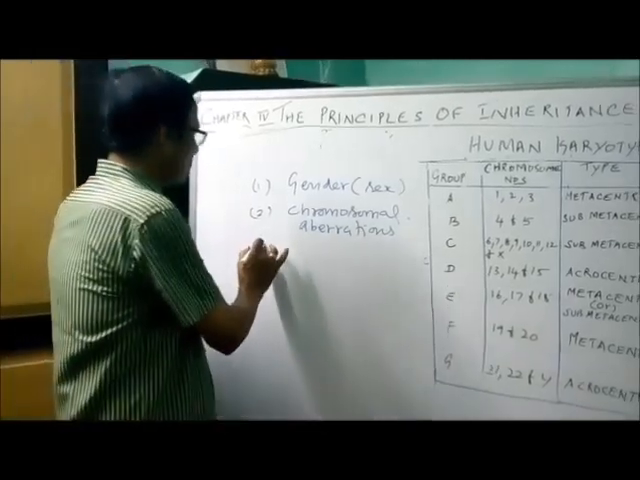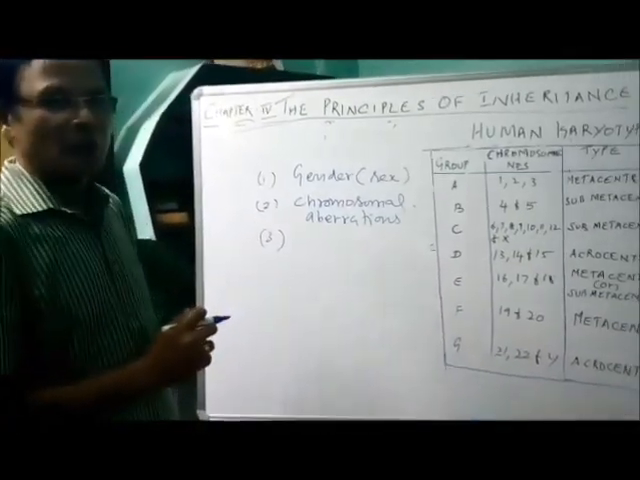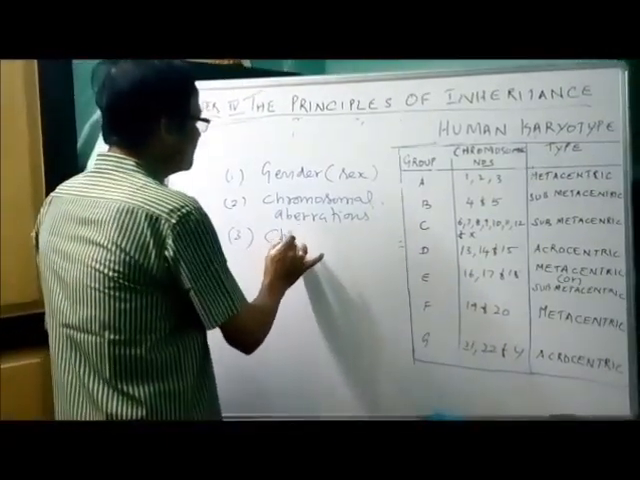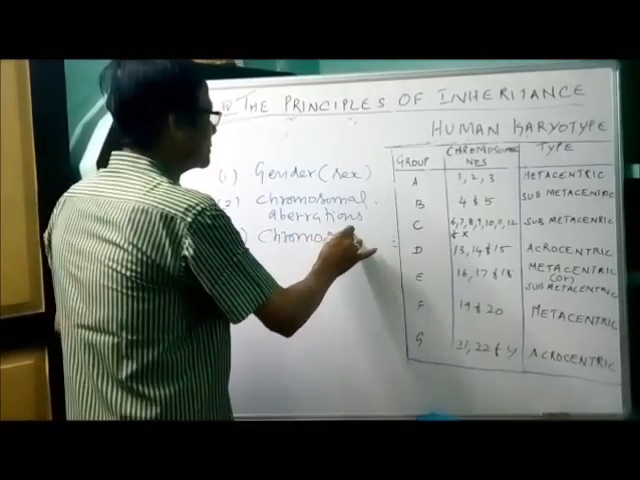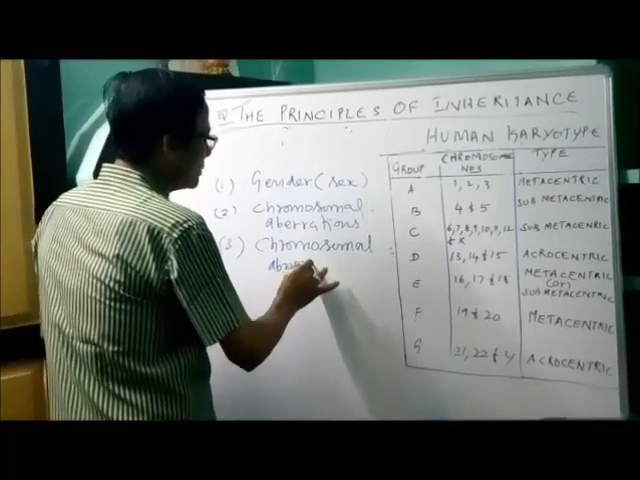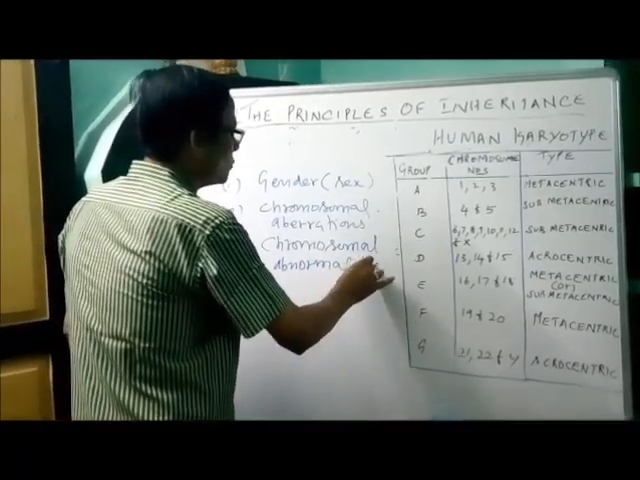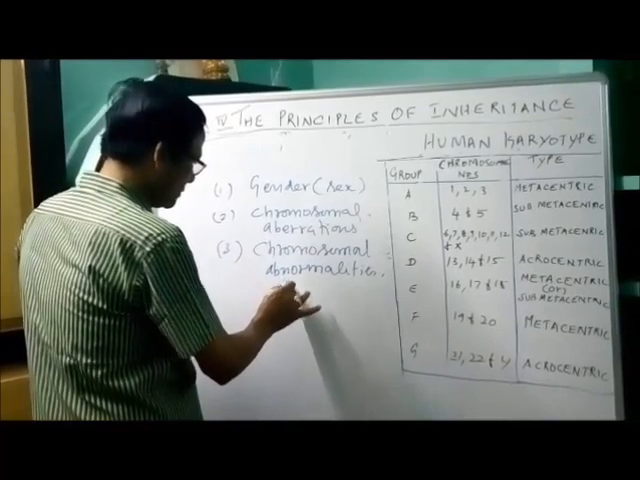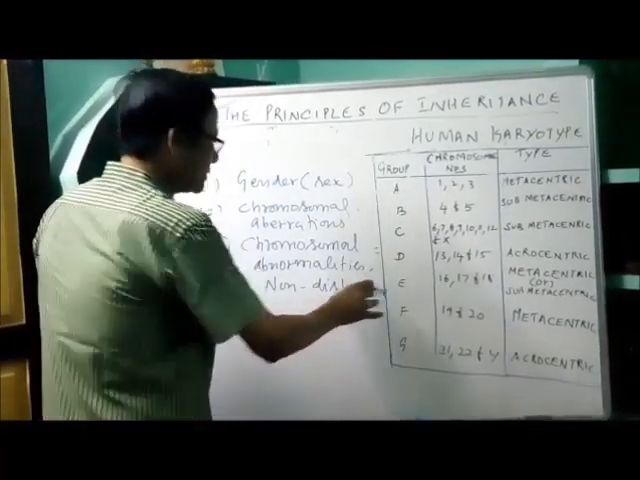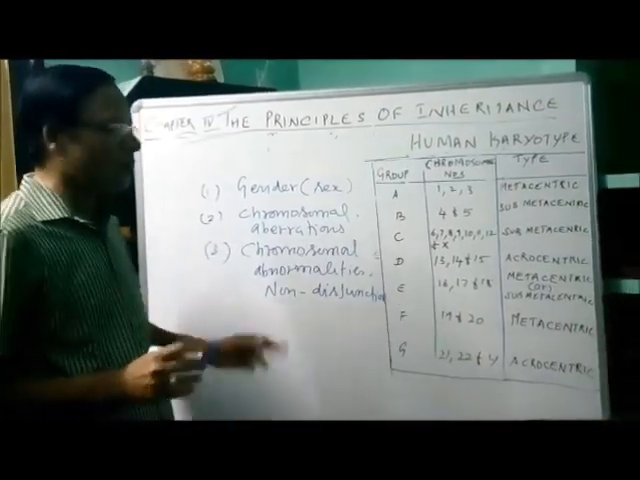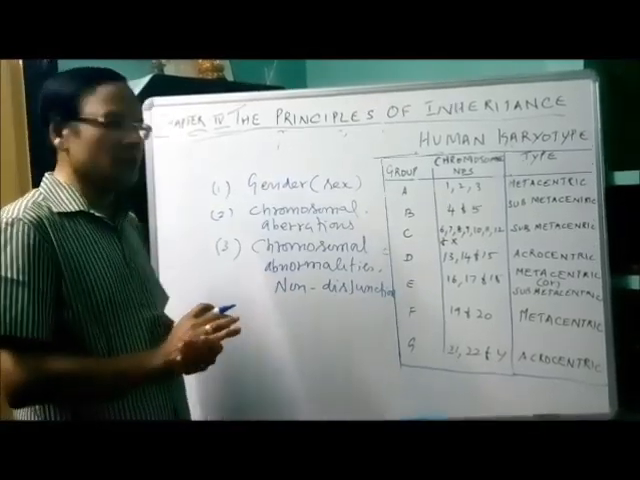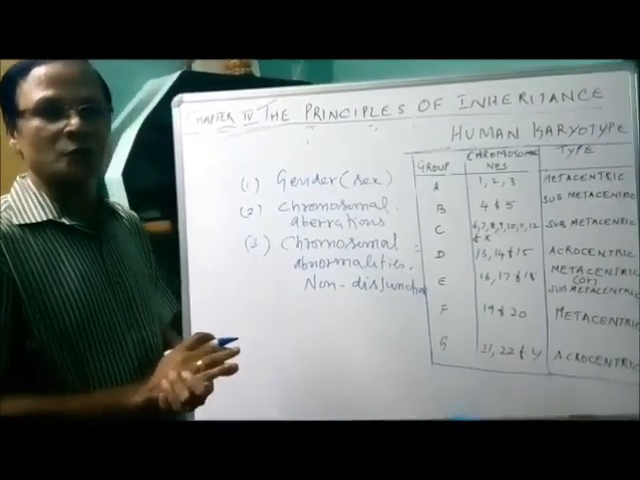Now, the third advantage of human karyotyping is to identify chromosomal abnormalities. What abnormality? Non-disjunction. It is nothing but the failure of homologous chromosomes to separate. Non-disjunction is the failure of homologous chromosomes to separate.